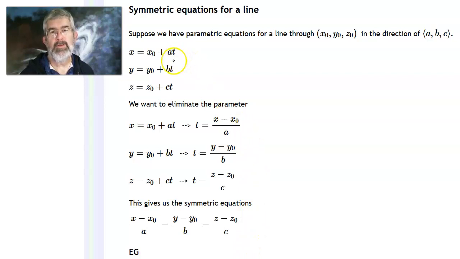So I'm going to solve each of these equations for t. For the x equation, I solve for t by subtracting the x0 and then dividing both sides by a. Likewise for this one, subtract the y0, divide by b, and subtract the z0 and divide by c on this last one. So I have that t is this, or that, or this. And since it's the same t, they're all equal to each other. Right? If you've got a point x, y, z on the line, it was the same t that got the x coordinate, the y coordinate, and the z coordinate. So those are all equal to each other. So we set them all equal to each other.